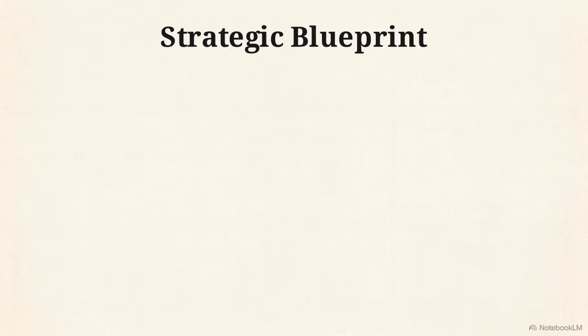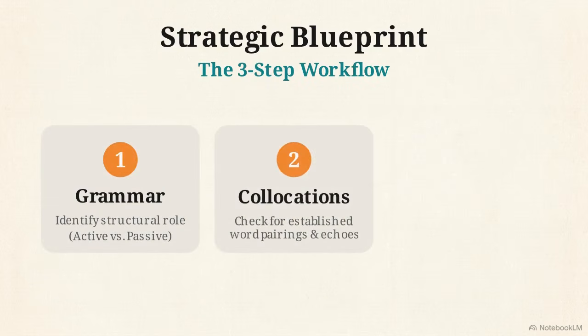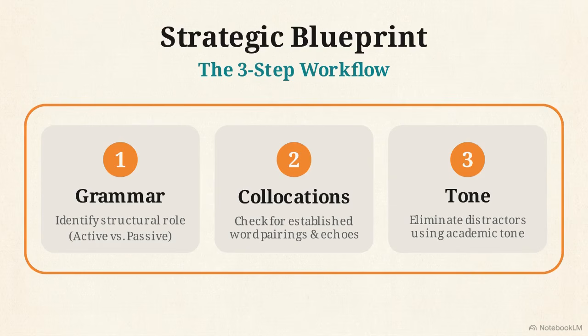Apply this blueprint to your next practice set. Filter for grammar first, check for collocations second, and use tone to eliminate the remaining distractors. Mastering these 3 steps is the most effective way to improve your PTE reading score.